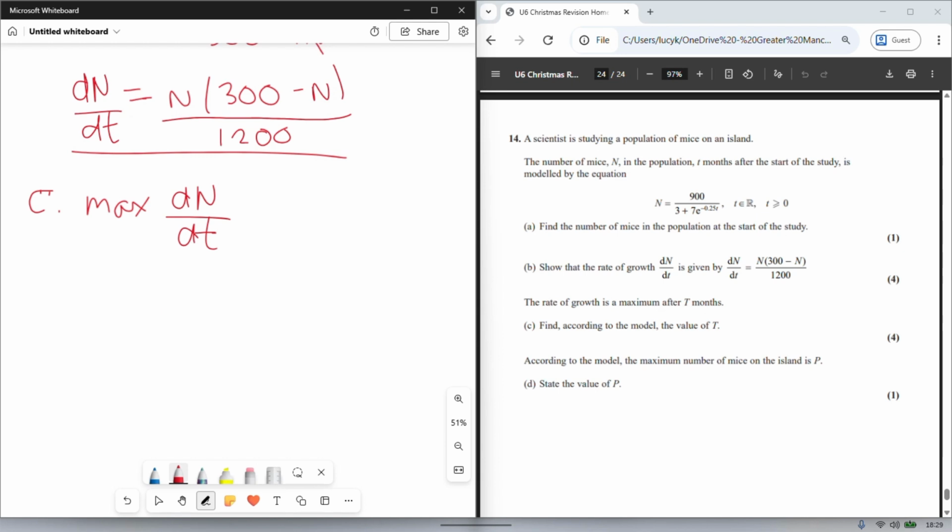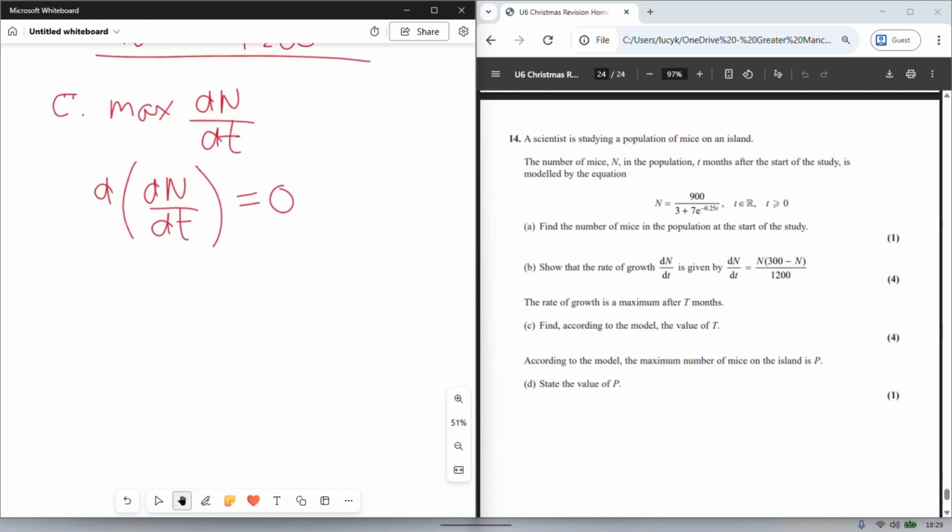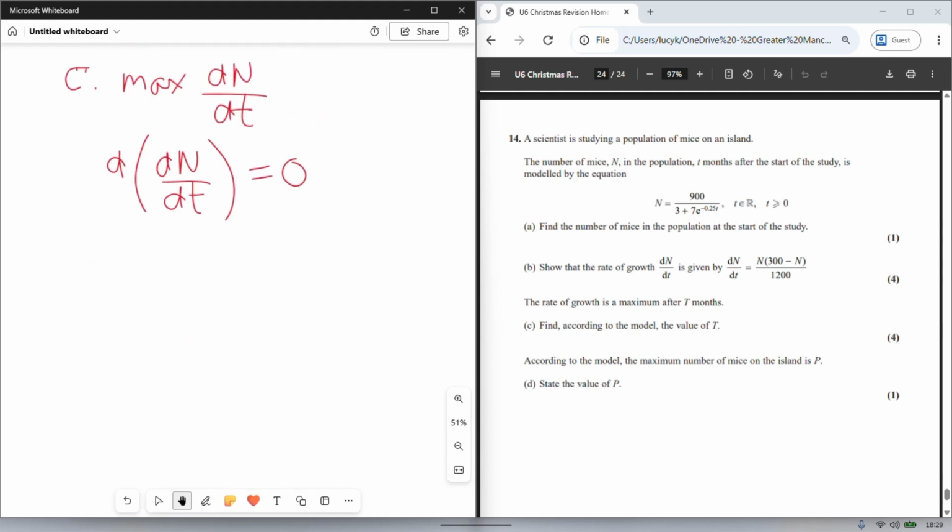So what that actually means is we need to differentiate dn by dt and find the maximum by making that equal to 0. Okay? We don't want max n, we want max dn by dt. So we have to differentiate dn by dt and make that equal to 0. I think the obvious mistake there is that you just find the maximum of n, not dn by dt. So that definitely could trip you up.